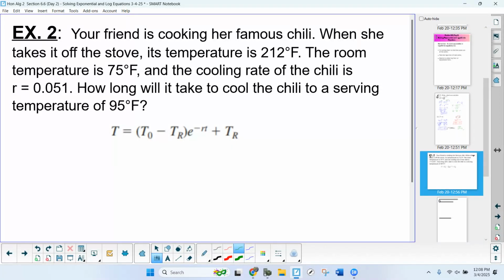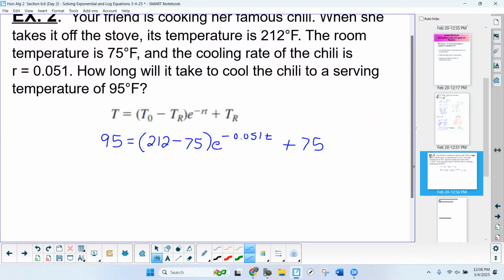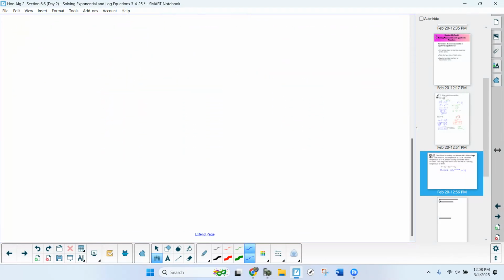Okay, so let's fill this in together, everybody. What do we want T to be? 95. That's our final temperature. What is the initial temperature? 212. What's the room temperature? 75. E to the negative, what's the rate? 0.051 T plus the room temperature again, which was 75. Are you guys okay with plugging that in there?